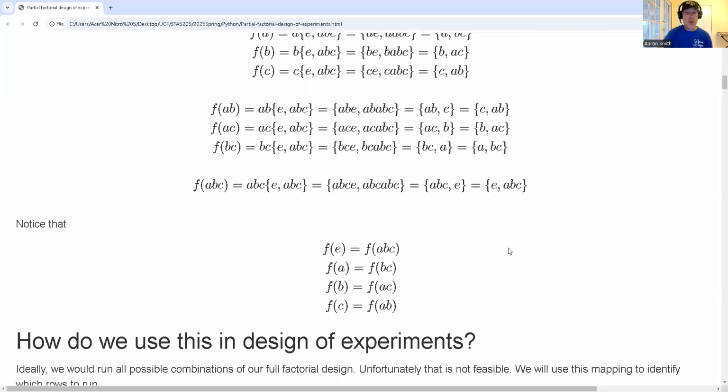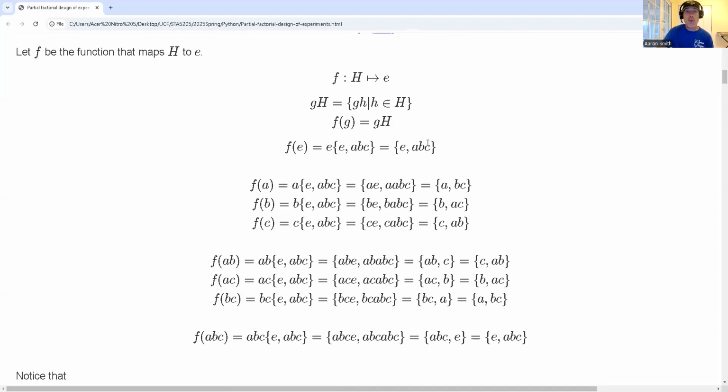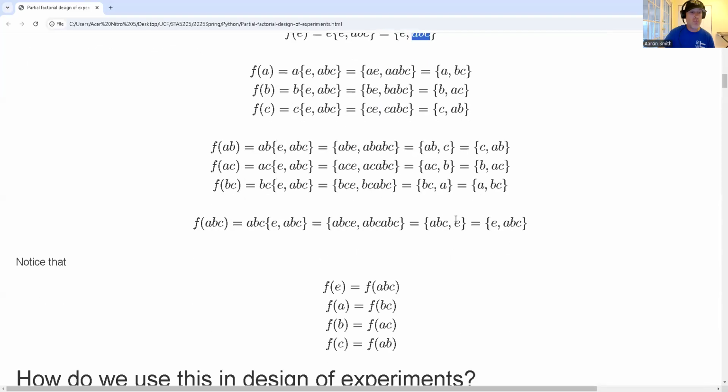Okay, so how do I actually use this? All right, what I'm going to do is, you notice that the intercept and ABC are both getting mapped to the 1 column. So E is getting mapped to the 1 column. ABC is getting mapped to the 1 column also.